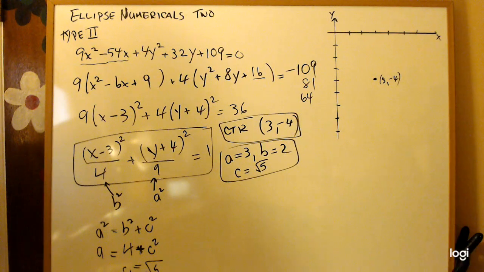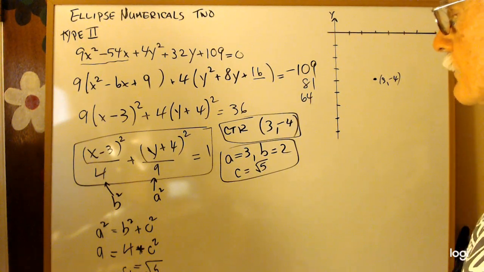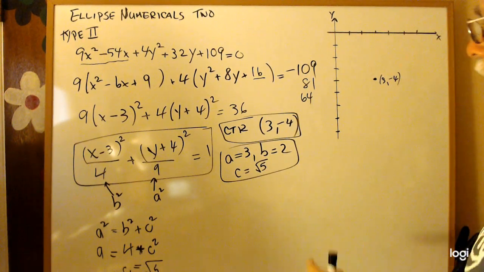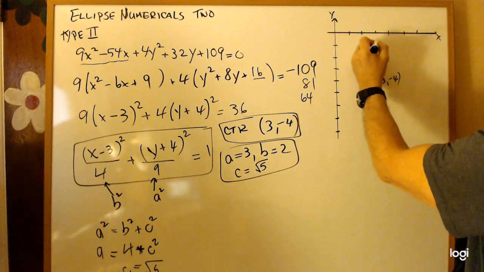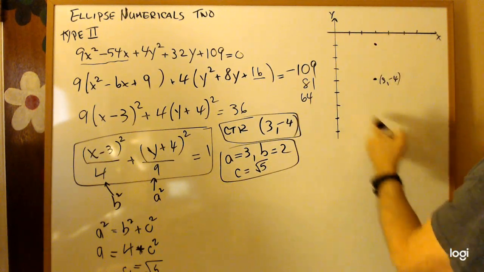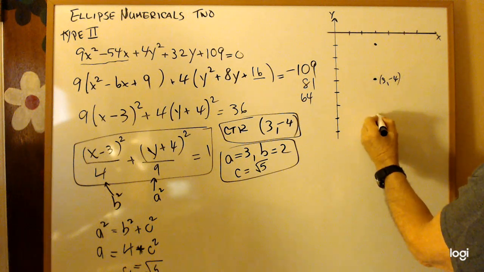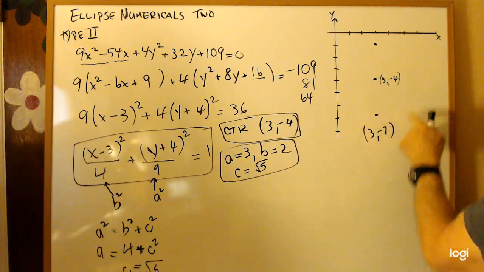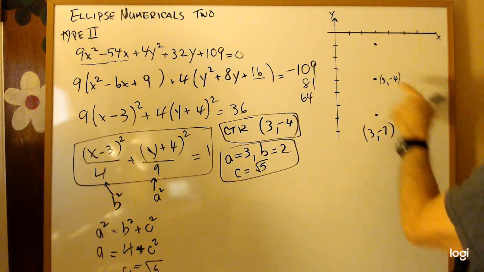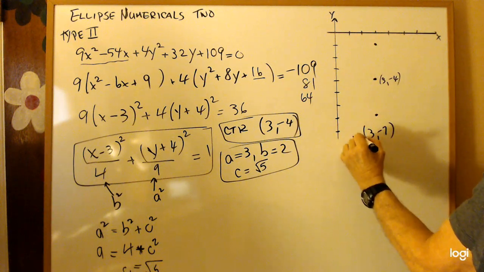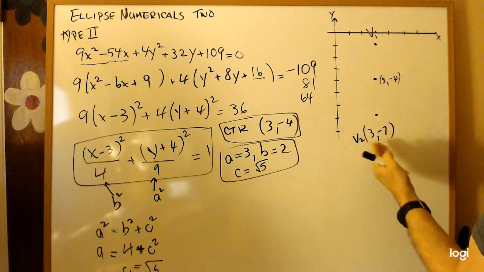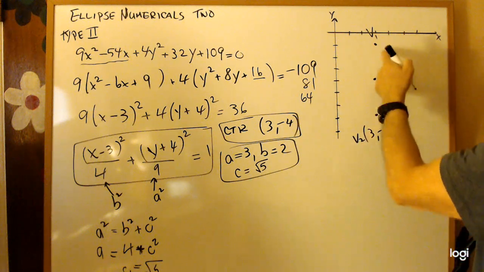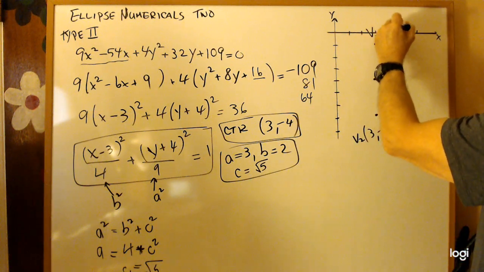Since the orientation is vertical, I count up a units and down a units to get the coordinates of my vertices. So a is how much? a is 3. So I'm going to count up 3, and I'm going to count 1, 2, 3 down 3. So this vertex here is 3 comma negative 7. I'm counting down 3 from negative 4. If I go up 3, I get vertex 2. I could call this 1, this 2, it doesn't matter. This would be 3, -1.